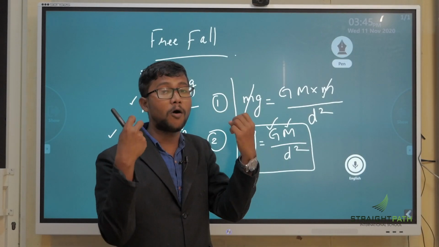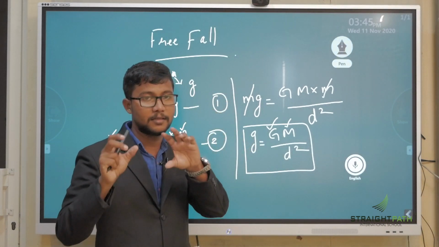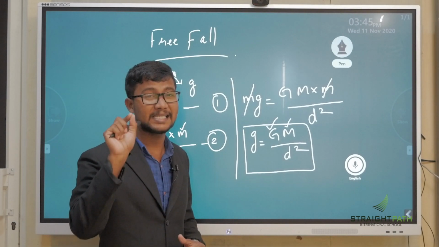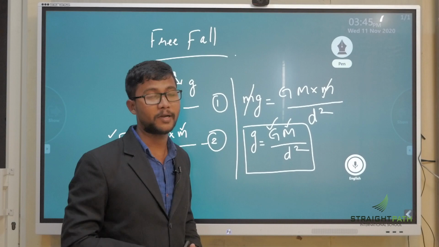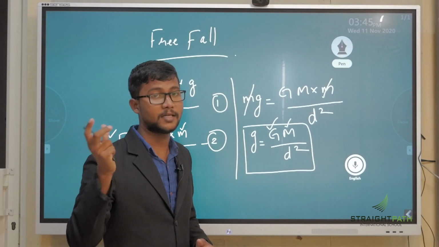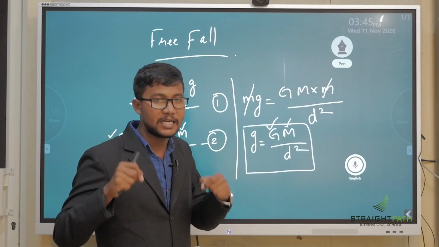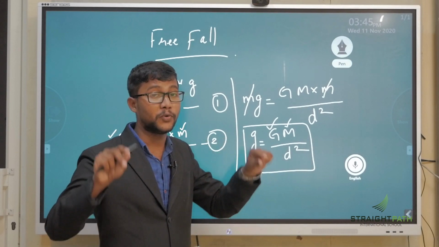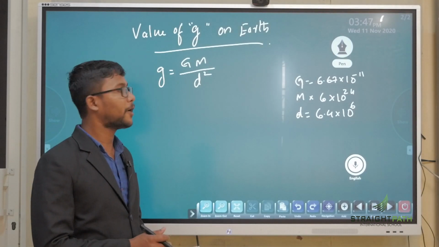So if you take whatever objects, both objects will reach the earth at the same time because it is independent of mass. If you want, you can try it. You can take any two objects. Try this activity and you will get the answer. Both objects will reach the earth at the same time if you drop them from the same height at the same time. We can calculate the value of g by using this equation.